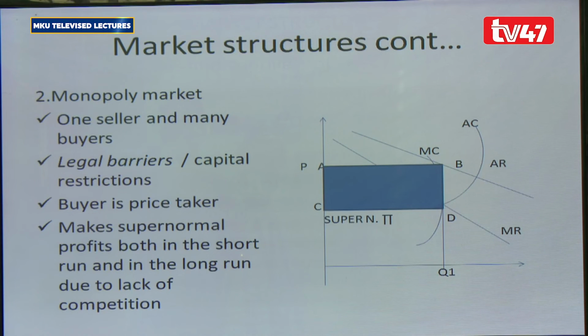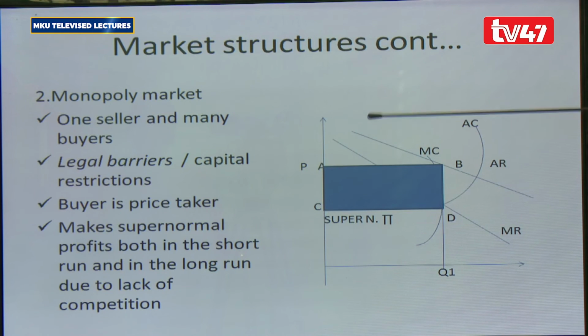There are legal barriers to entry or exit in this market. The buyers are price takers, while the sellers are the price givers. They control the price, and because of that, both in the short run and in the long run, they make what we call supernormal profits.